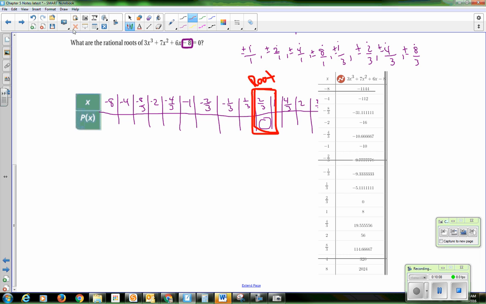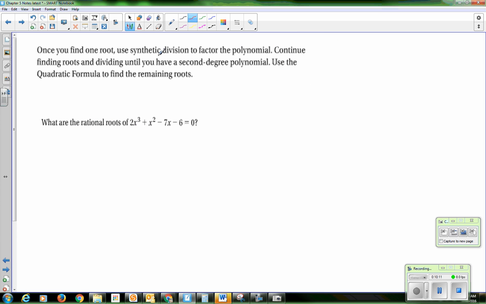All right, so let's take a look at when we want to find the roots, and not just one, but any and all. So once we find one root, we can use synthetic division to factor the polynomial. We can continue finding roots and dividing until I have a second degree polynomial that's like an x squared. And then we're going to use quadratic formula to find remaining roots. So let's go ahead and circle what we use.